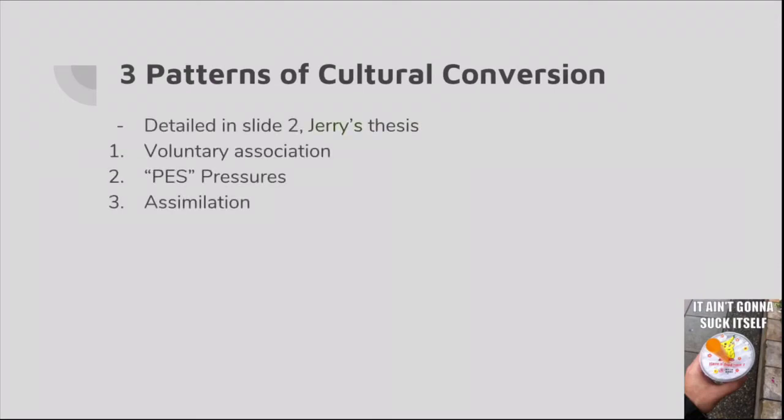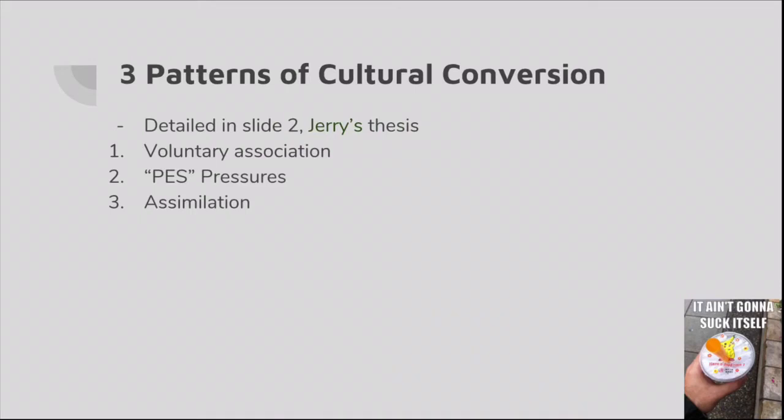In slide 2, we detailed Jerry's thesis and brought up 3 patterns listed here. So let's go over them real quick. First, voluntary association. Once again, just look at the English. Voluntary association is basically just being associated with a foreign culture without being forced. So I'm an immigrant, and bubble tea is my culture. But if I wanted to be more American, perhaps I can voluntarily associate by drinking Starbucks instead.